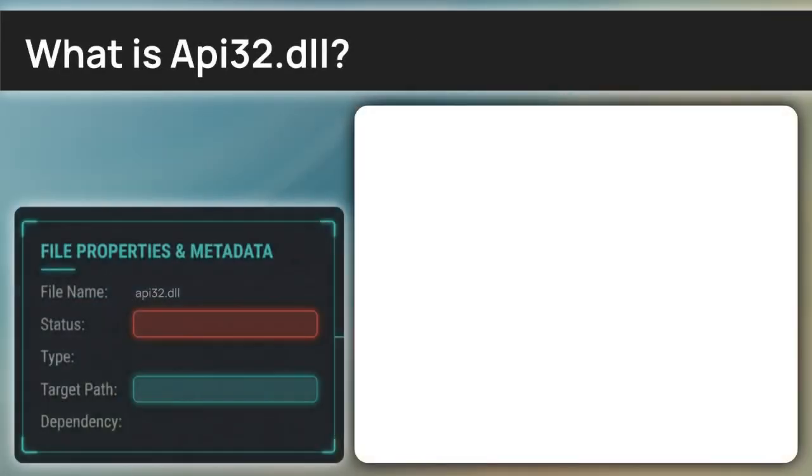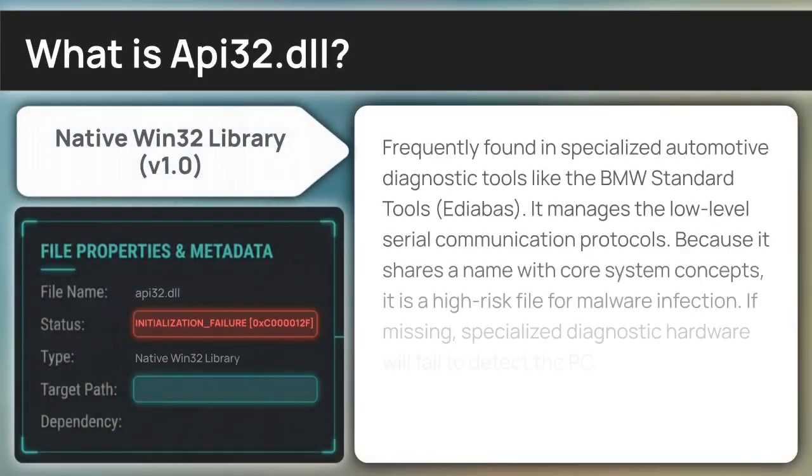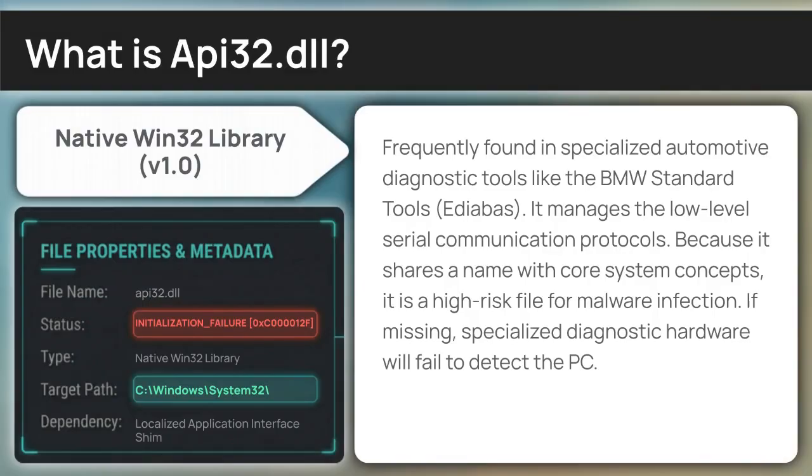This is the api32 library, frequently found in specialized automotive diagnostic tools like the BMW Standard Tools, Ediabas. It manages the low-level serial communication protocols. Because it shares a name with core system concepts, it is a high-risk file for malware infection. If missing, specialized diagnostic hardware will fail to detect the PC. Now that we've covered what the file does, let's jump into our first fix.